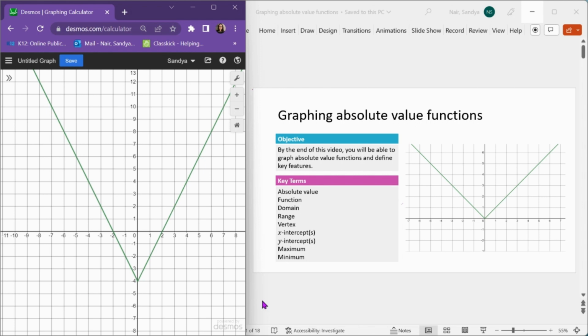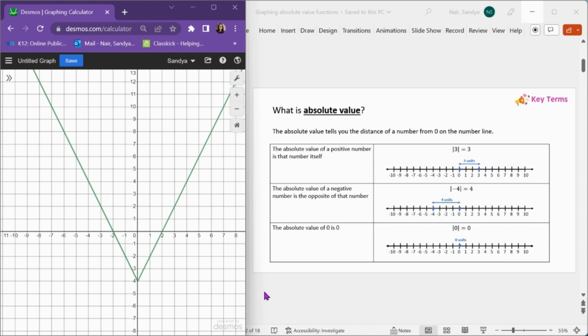In this video, we're going to talk about how to graph absolute value functions and define key features. So remember, what is an absolute value? An absolute value tells you the distance of a number from zero on the number line. So that's why absolute values are always a positive number. So if we take the absolute value of a positive number, that's equal to that number itself.